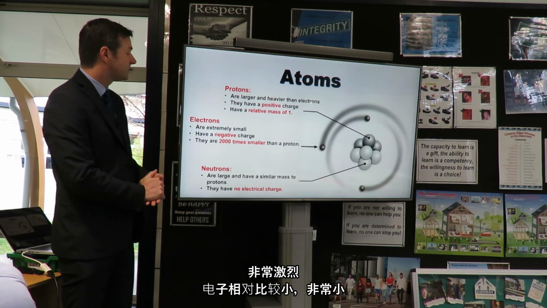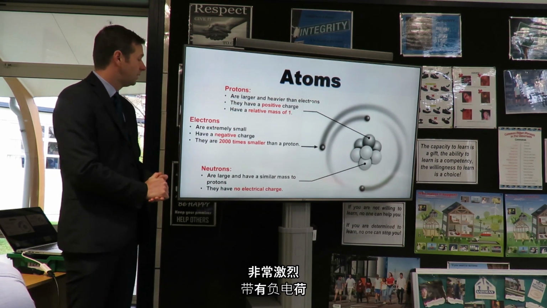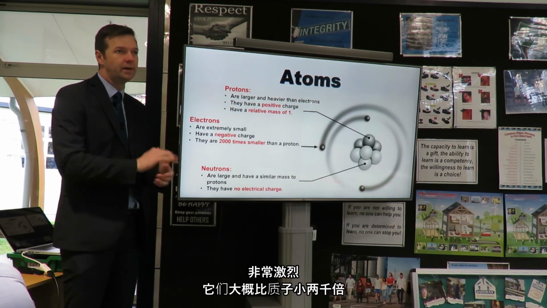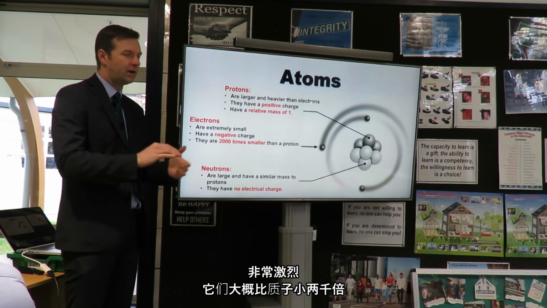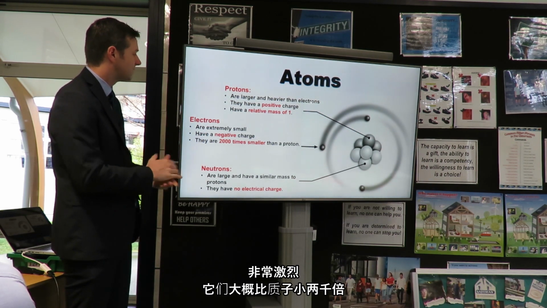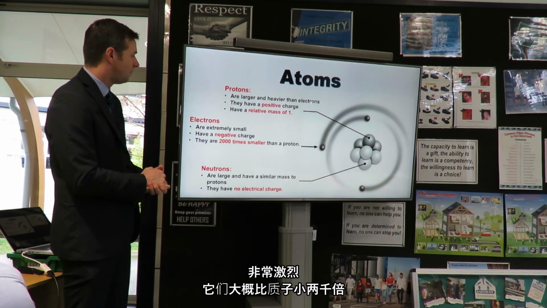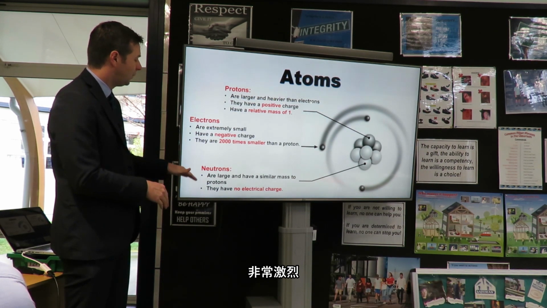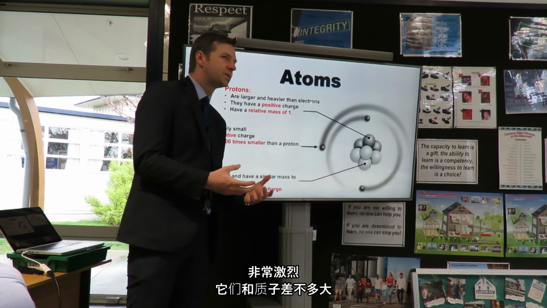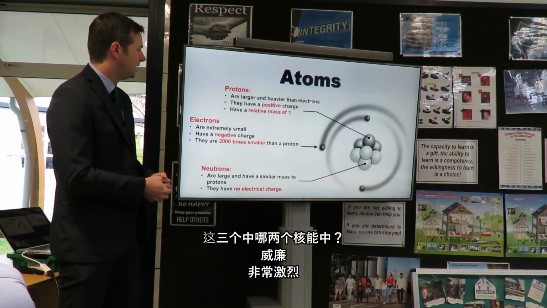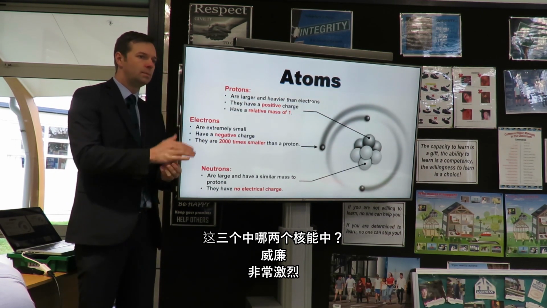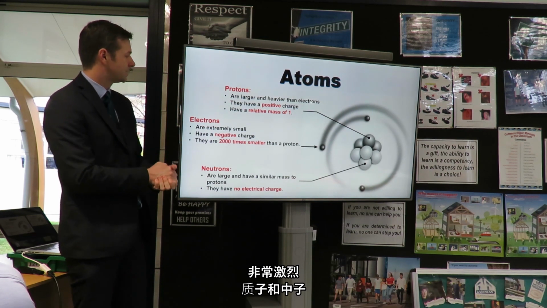Electrons are very small, have a negative charge, and there are varying descriptions about the size of them, but they're roughly 2,000 times smaller than a proton. And then we have neutrons, which have no charge. They're a similar size to a proton. And which 2 of these are located in the nucleus, William? Protons and neutrons. Nice. Okay.